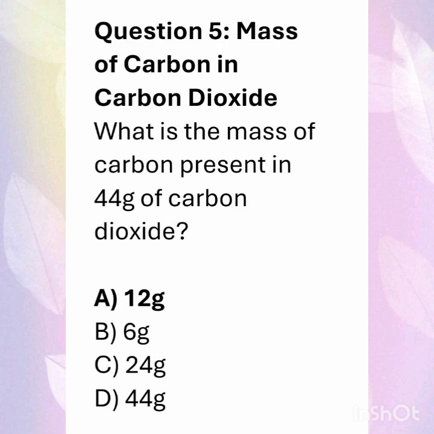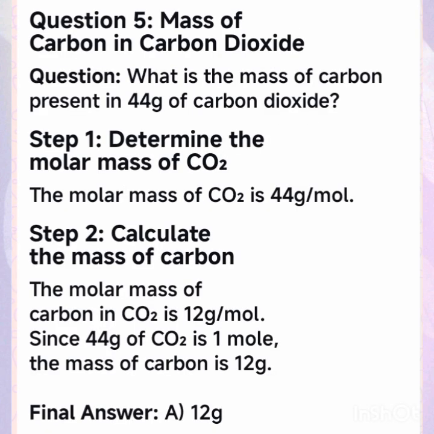Okay, for question number 5, you have to find the mass of carbon in carbon dioxide. So what is the mass of carbon present in 44 gram of carbon dioxide? Now let's see how can we solve this. So the molar mass of carbon dioxide is actually 44 gram per mole, which you can get by adding the atomic masses of carbon as 12 and 16 into 2 for oxygen. You'll get 44 gram per mole.